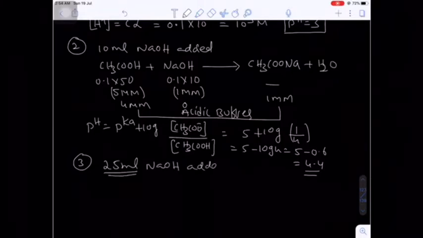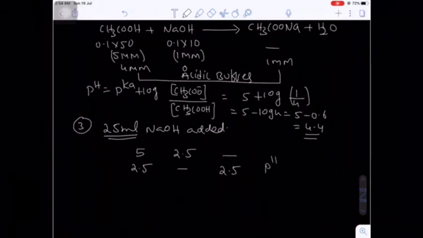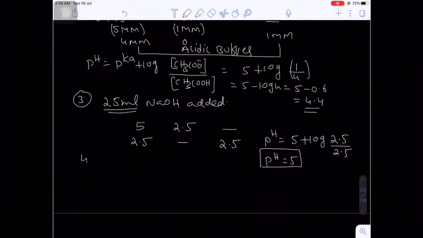Now come to number 3. When 25 ml of NaOH is added, what happens? 5 millimoles of acetic acid. Now the NaOH will be 2.5 millimoles. 2.5 consumed, 2.5 millimoles acetic acid will be present, 2.5 millimoles NaOH completely consumed, and 2.5 millimoles of salt will be formed. From here directly I am writing pH is equal to pKa plus log of salt concentration by acid concentration. So log 1 will be 0. So the pH value is 5.